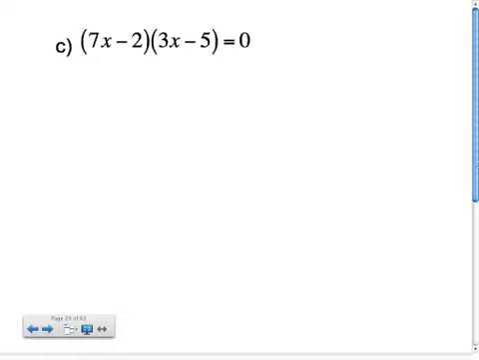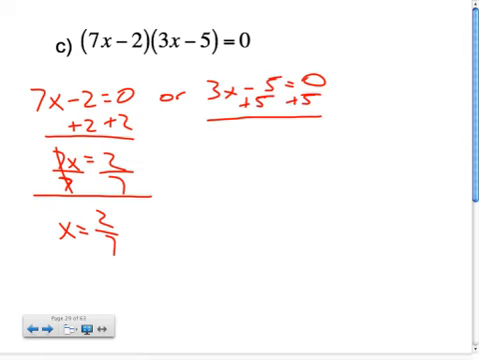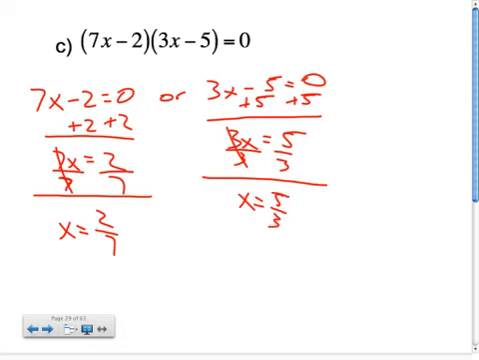The third example, again, my encouragement to you: pause the video, try it on your own, see what happens. So we get 7x minus 2 equals 0, or 3x minus 5 equals 0. And I go through and solve these two independently. Add your 2 to both sides, so you get 7x equals 2. Divide both sides by 7, so that cancels, and you're left with x equals 2/7. And over here, when I solve this equation, add 5, I get 3x equals 5. Divide by 3, so x equals 5/3. Your solution? Very simple. x equals 2/7.